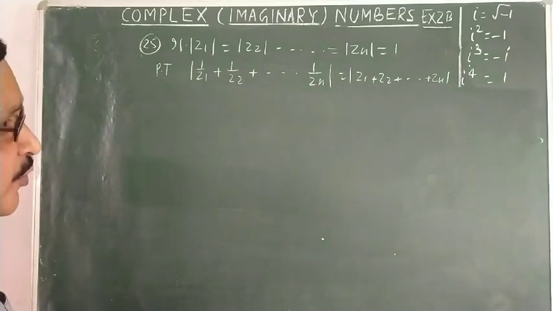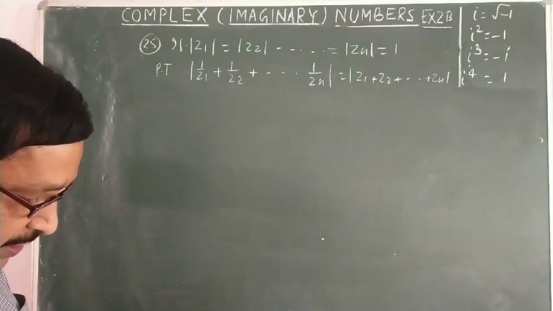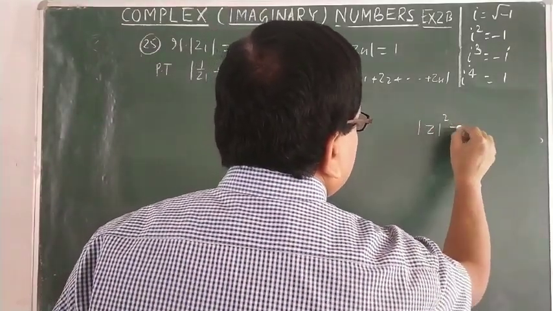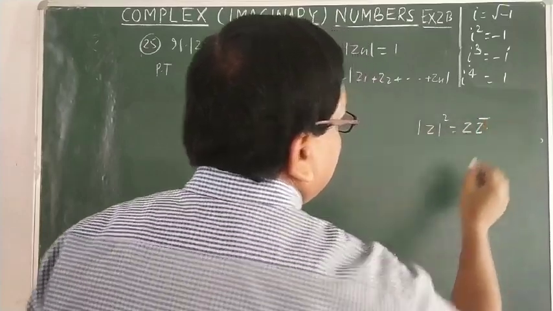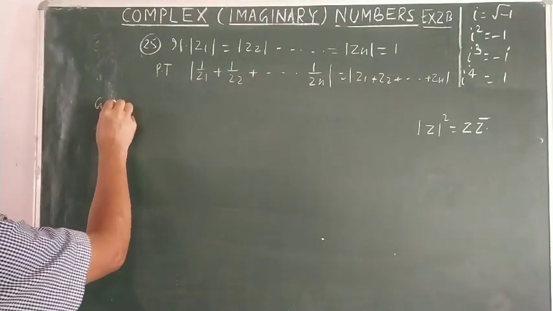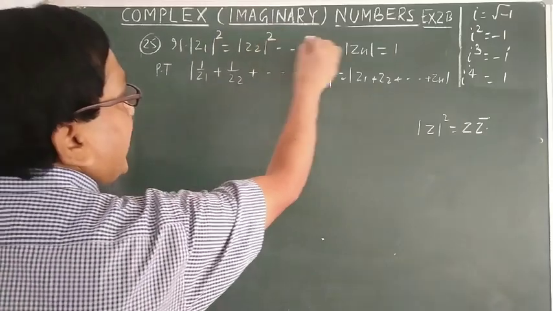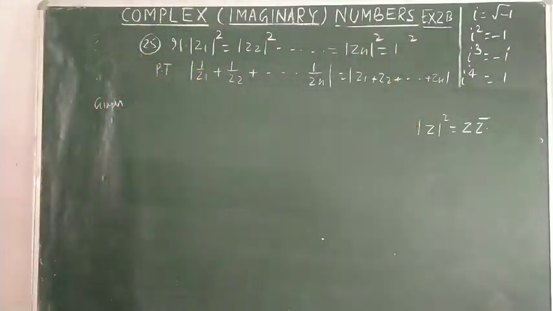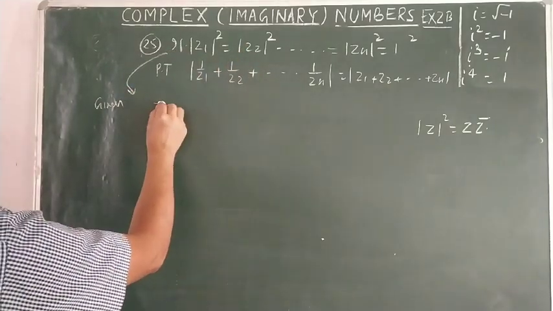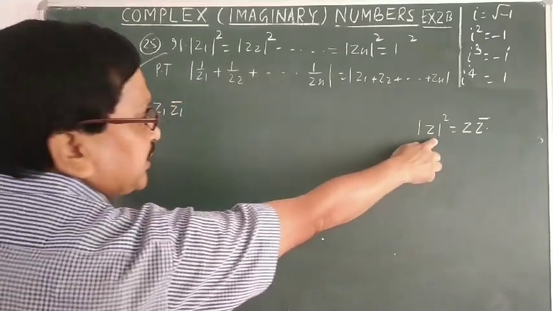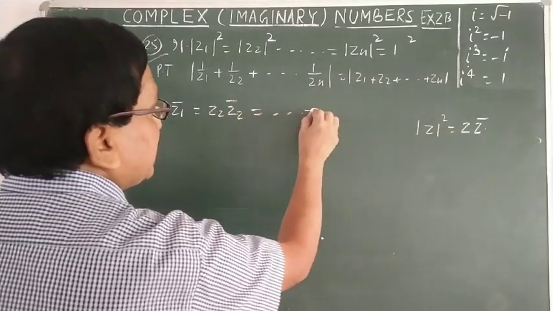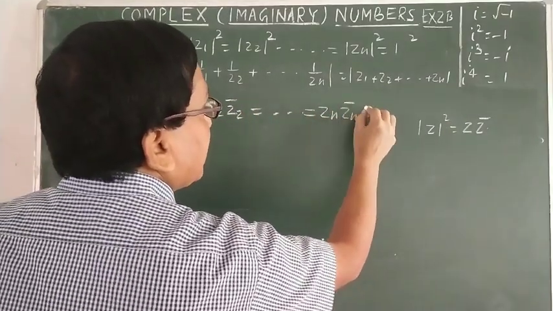Students, while proving this, you must remember one urgent formula: mod Z square is equal to Z Z bar. This is the urgent formula property I have discussed. So the first given, you can square, put a square to all terms, no harm. So squaring all, we get Z1 Z1 bar according to this definition is equal to Z2 Z2 bar up to Zn Zn bar, all equal to 1.